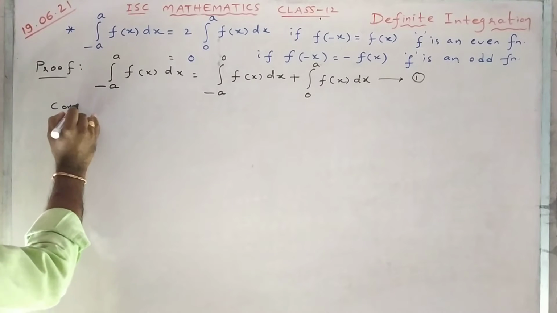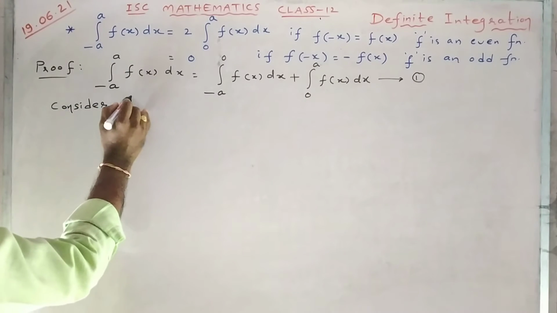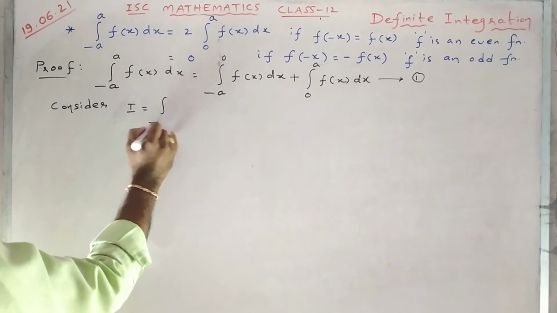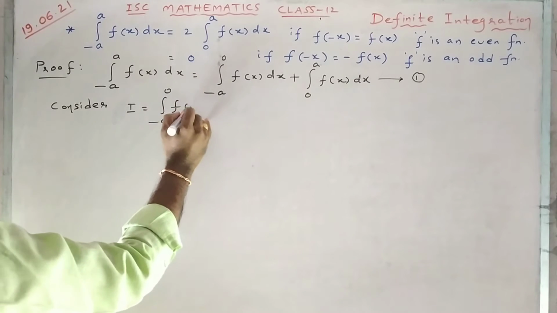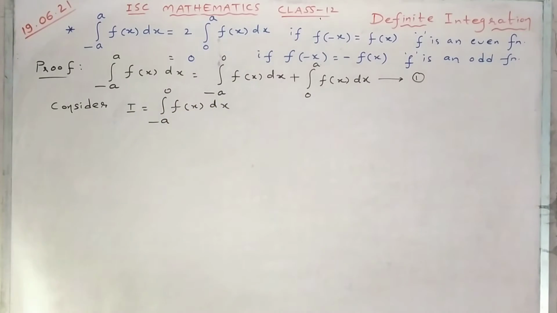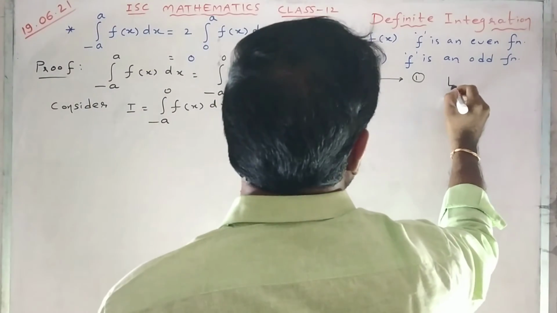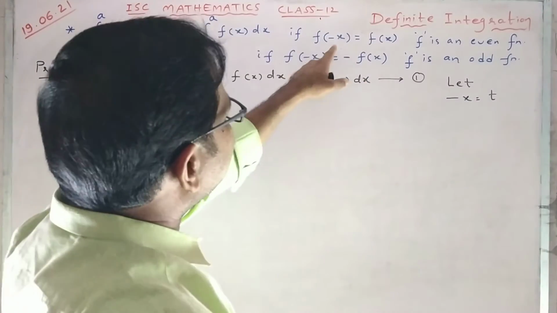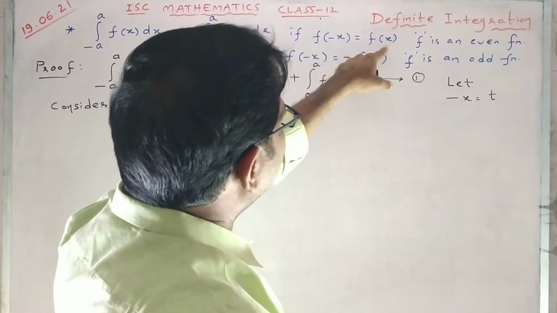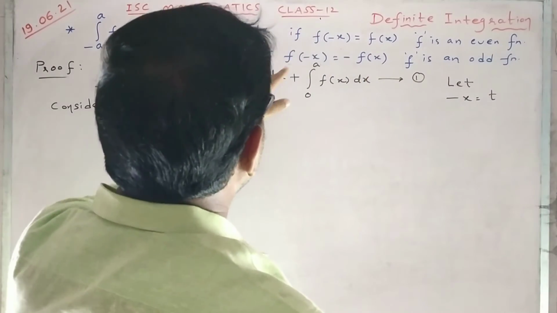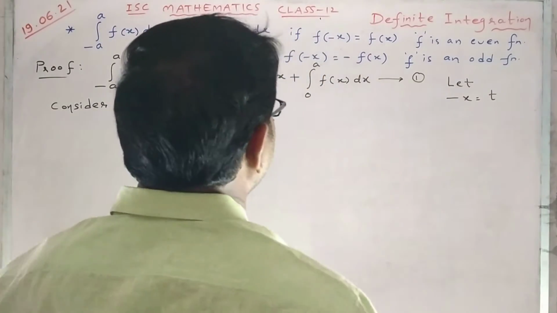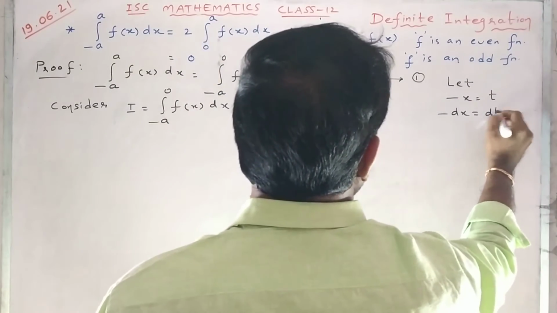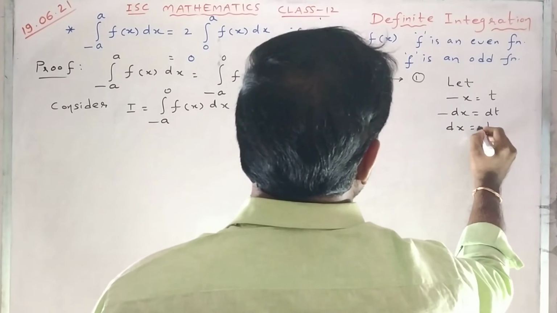Now consider integral, let me take I. Let it be I, integral from minus a to 0 of f of x dx. Let me simplify this. For this, let me take one assumption. Let minus x equal to t, because we are considering f of minus x equal to f of x if f is an even function, and f of minus x equal to minus f of x if f is an odd function. So write the derivative: minus dx equal to dt, so dx equal to minus dt.